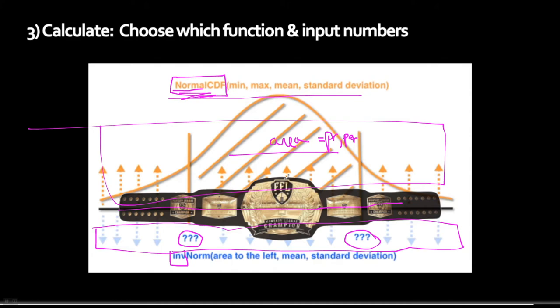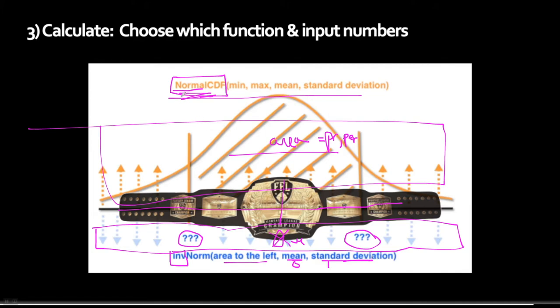If you were doing a z-score, your mean would be 0, and you could just do inverse norm with a mean of 0. But if you were doing data values, then you should use the mean that you're told in the problem, mu, and then try to use inverse norm to find those actual data values. So if you're doing z-scores, your mean here would be 0 and your standard deviation would be 1, and you would just plug in area to the left. But if you're trying to find actual data values, then plug in the real mean and the real standard deviation that you're given in the problem.